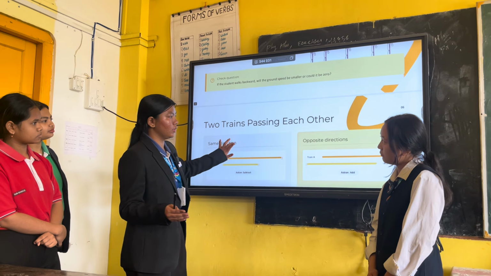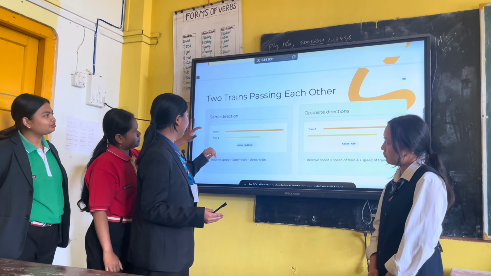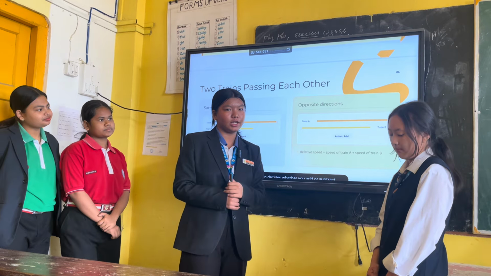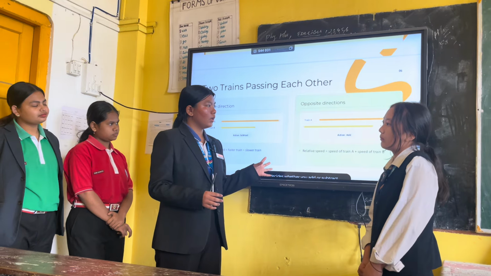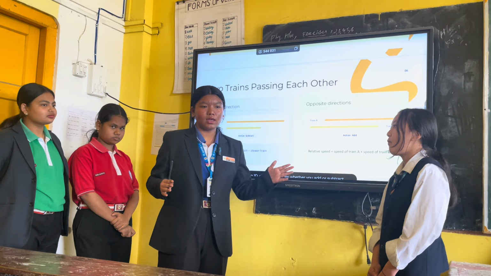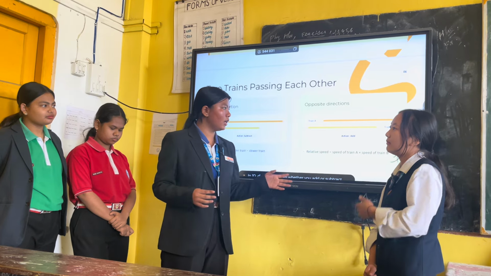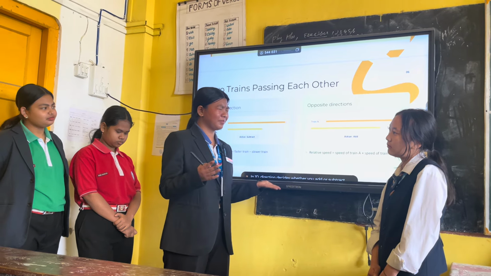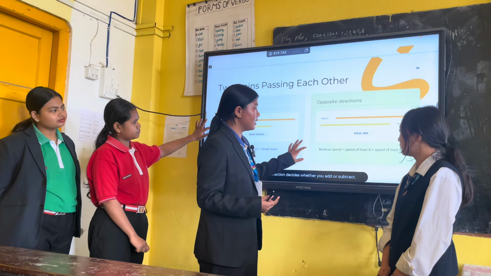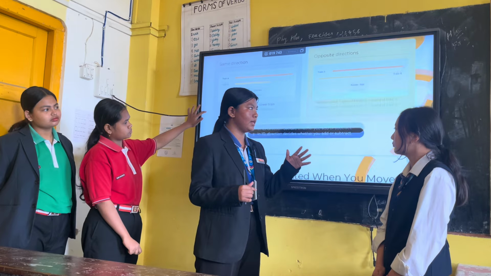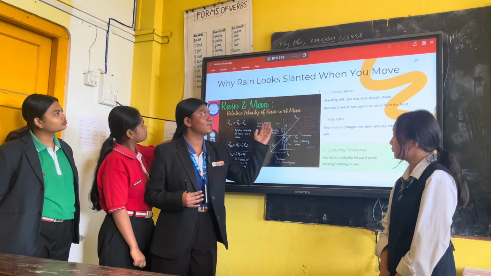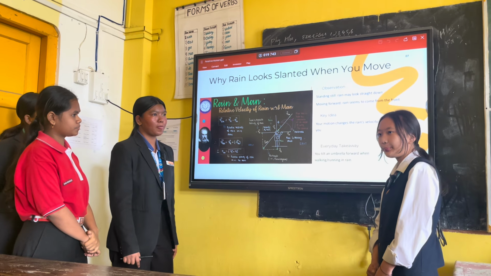And now in the opposite direction. When train A and train B come from opposite directions, both appear to see each other coming faster. The speed adds up and the relative motion becomes faster. So here we can say the relative speed equals the speed of train A plus the speed of train B. And now Reenam will explain why rain looks slanted when we move.